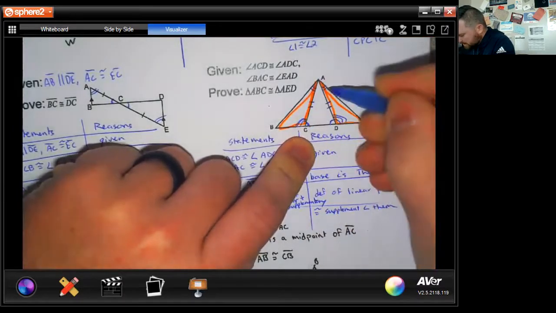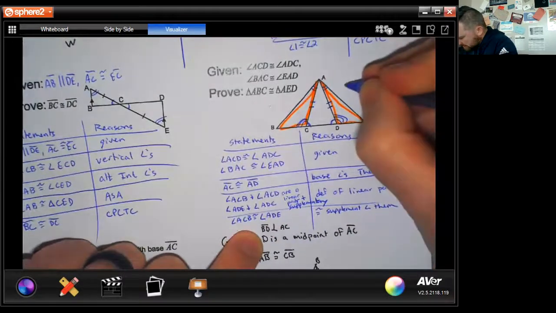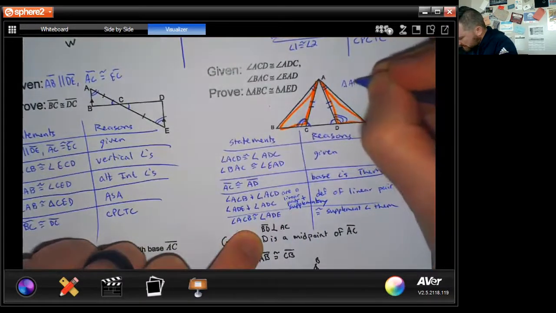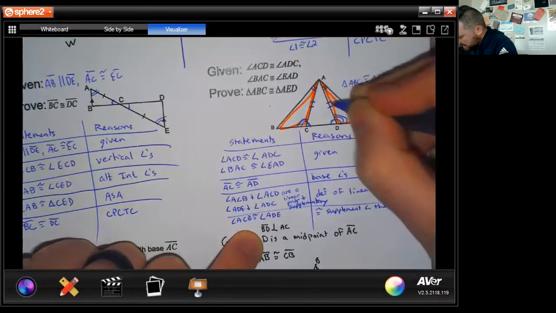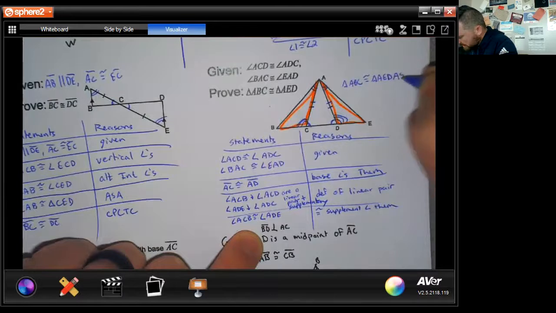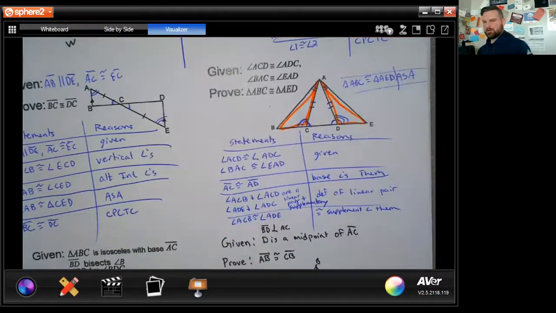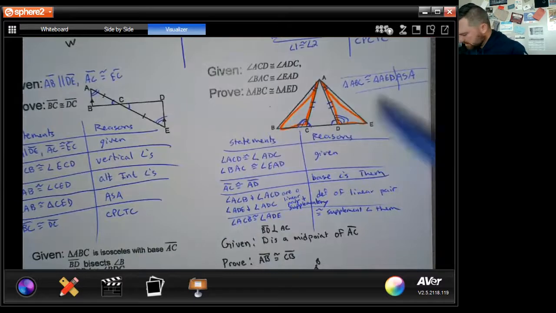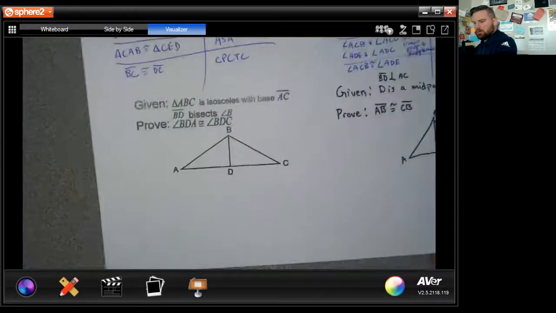Okay, and you have angle, side, angle, and I'm out of room, so I'm going to go up here. So triangle ABC is congruent to triangle AED. And that is angle, side, angle, angle, side, angle. And you're done. Kind of a longer one. There's a different way you could have done it. You could have used side, angle, side there as well. But yeah. All right.